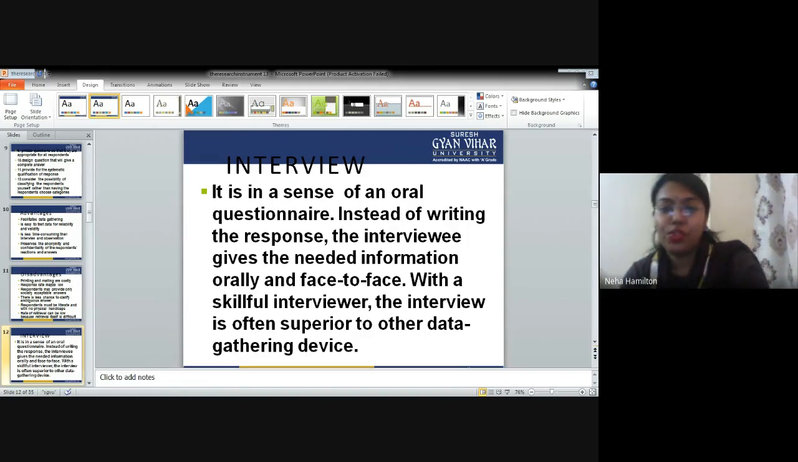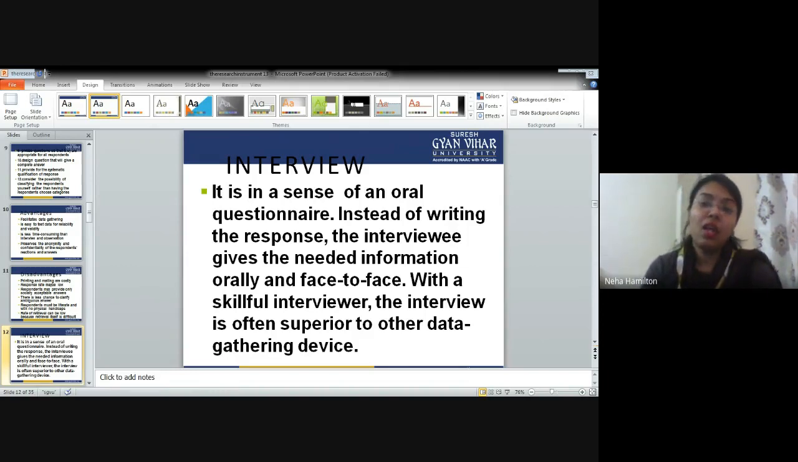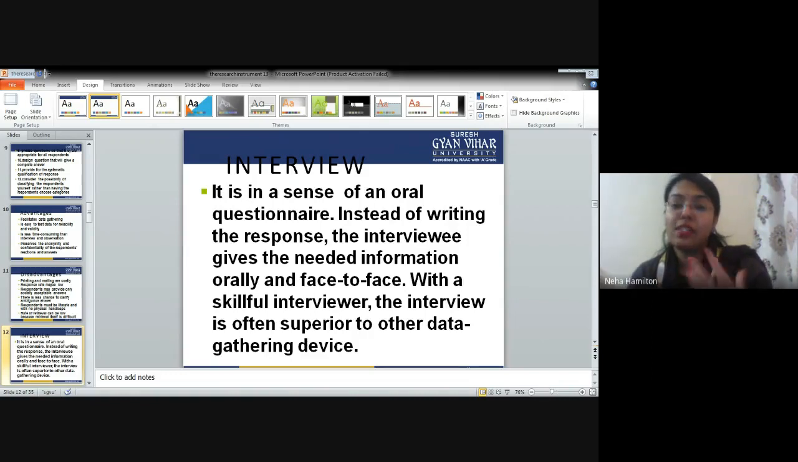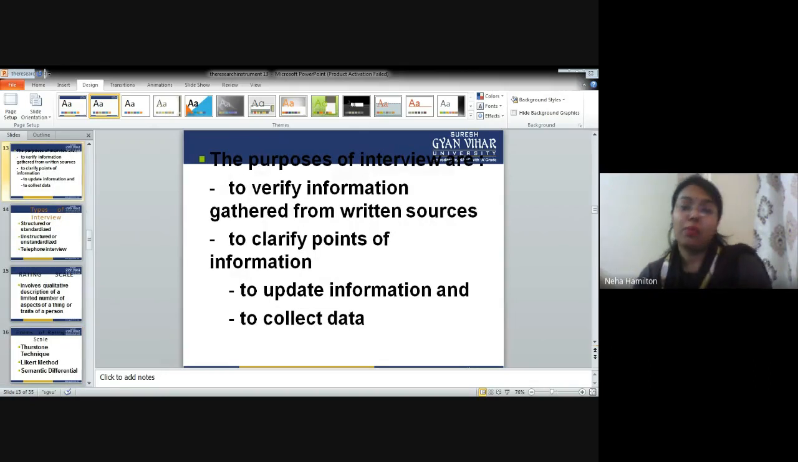It is like an oral questionnaire: instead of writing the response, the interviewee gives the needed information orally and face to face. With a skillful interviewer, the interview is often superior to other data gathering devices. If the interviewer is very experienced, he knows how to gather data nicely, how to touch each aspect of a particular questionnaire, how to dig out the things which the respondent doesn't want to share, right? If you are comfortable with the respondent, if you have an influential personality and you are wise enough to take out all the information that a respondent has, then interview becomes one of the most important methods. But for that, skill is very important.